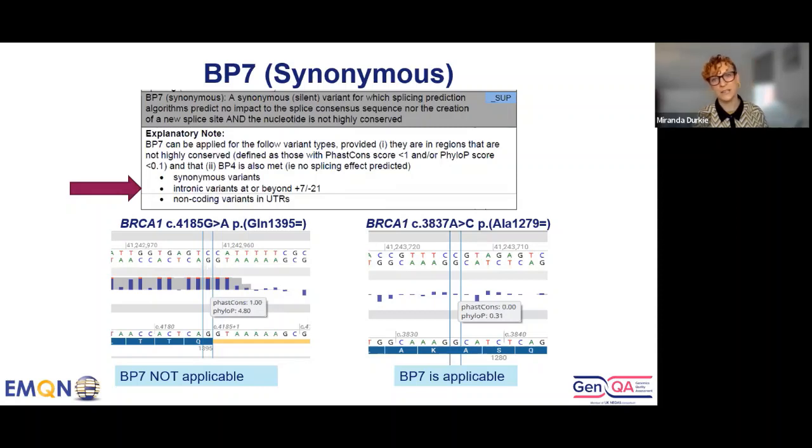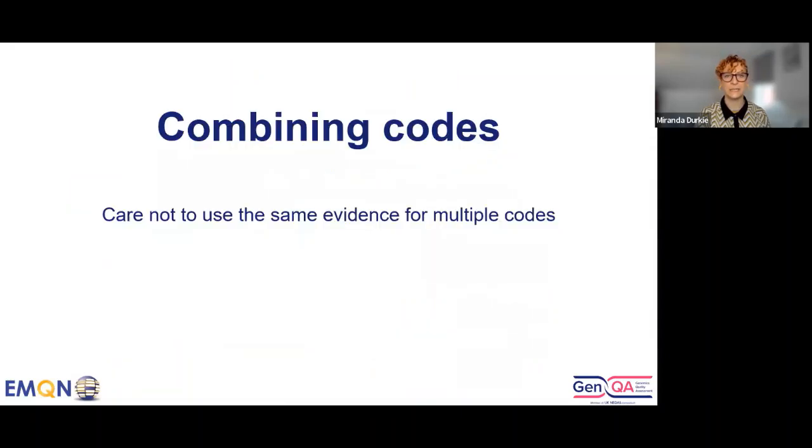However, on the right-hand side, the BRCA1 c.3837C>T, you can see it's a synonymous change and that the PhastCons and the PhyloP scores are very low. You can see from the graphic it's not conserved, and therefore BP7 would be applicable in this case. Next slide, please. So that's us done for looking at the individual codes, but we know one of the other really difficult areas is how you combine the codes.